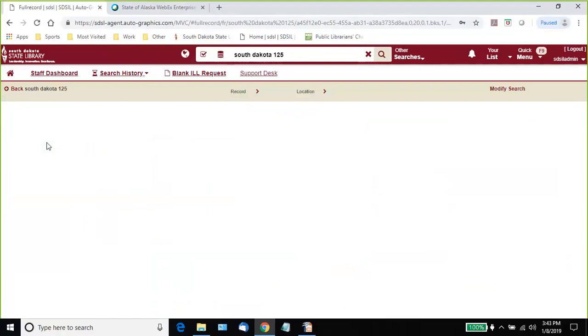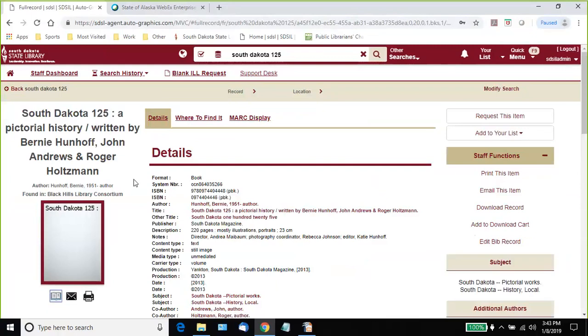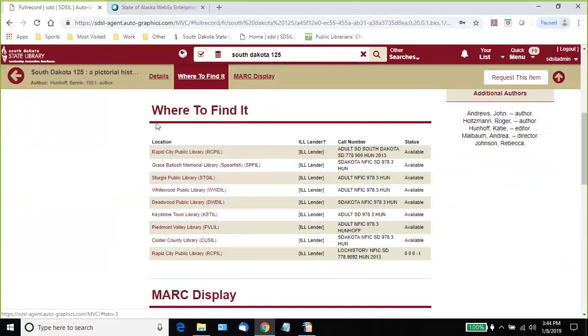And when I get to the point of the full record display where I can see the details, there's where to find it. If I click on that, it'll pop me down to the libraries that own it, and of course the ones that have Z39.50 functionality will give us a shelf status. So that's nice. And then finally, we get the MARC display at the bottom.